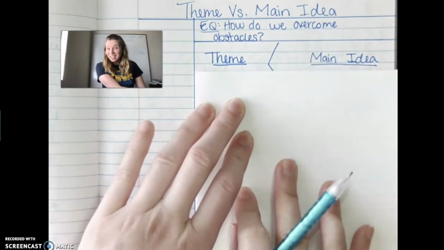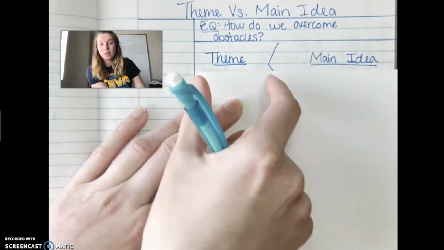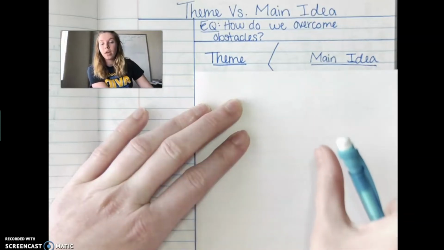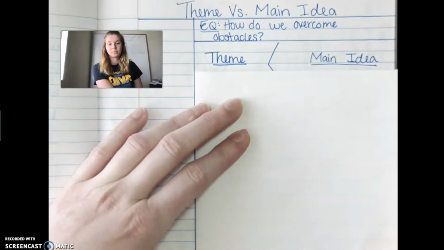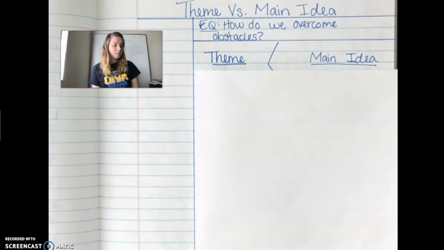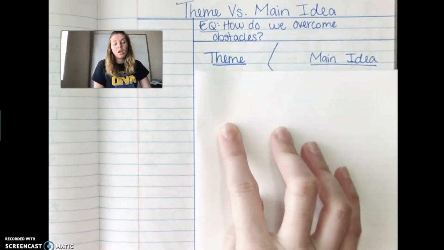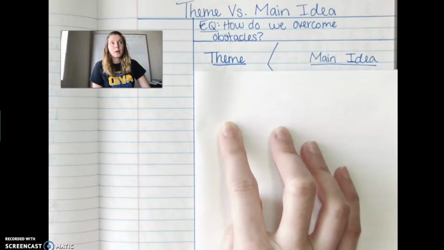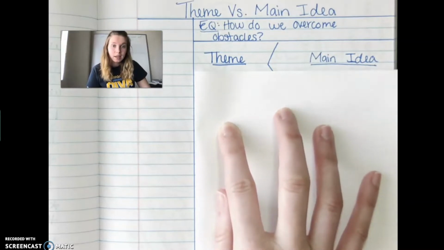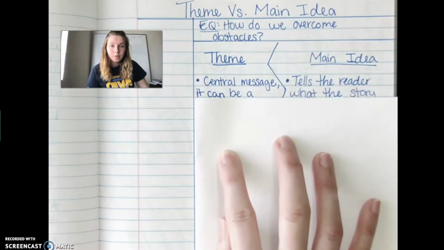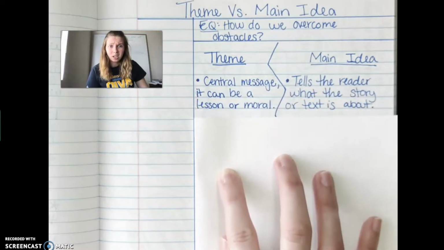So each side of our notes today is going to tell us something about the theme and something about the main idea. As I move through my notes, you will notice that the information in each column is going to have the same topic, but we'll see what the differences are for theme and main idea. The first thing we're looking at in theme and main idea are what they are.